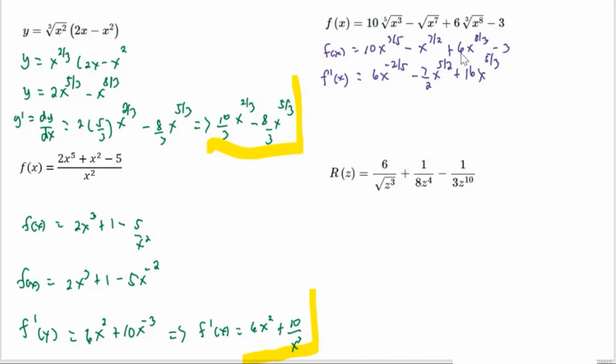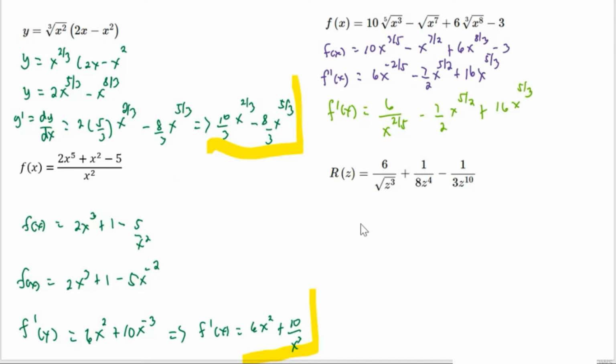And the derivative of 3, wherein 3 is a constant, therefore the derivative of 3 is 0, so no need to write 0. Since I can see that there is a negative exponent, I will rewrite our answer now in terms of positive exponent. So therefore we have f prime of x is equal to 6 over x raised to 2 fifths minus 7 over 2 of x raised to 5 over 2 plus 16x to the power of 5 over 3.